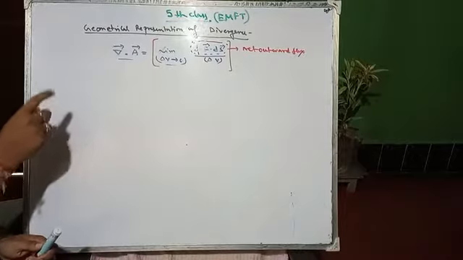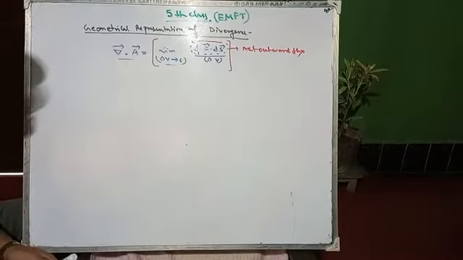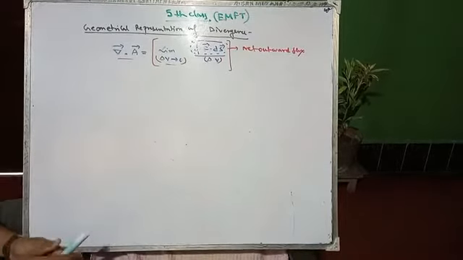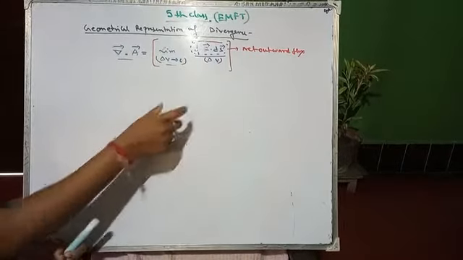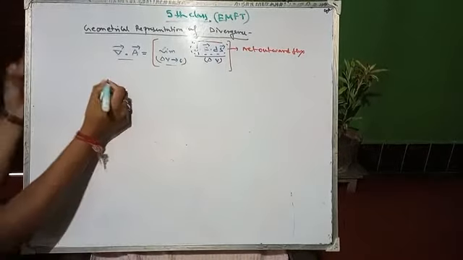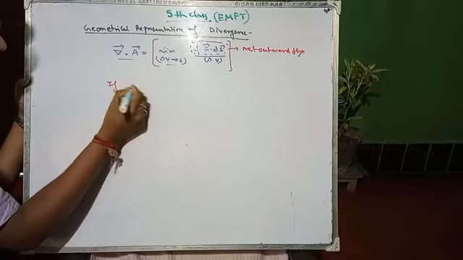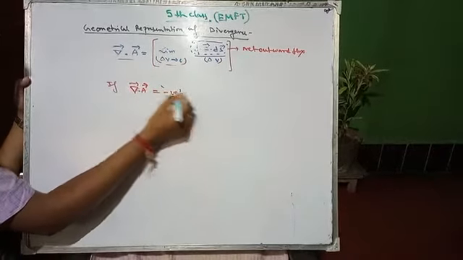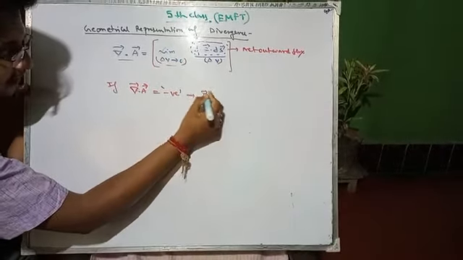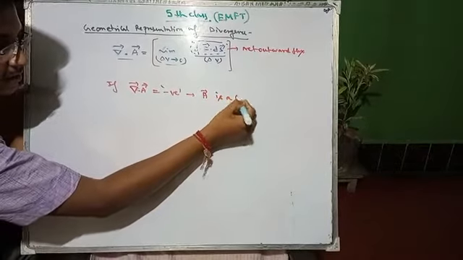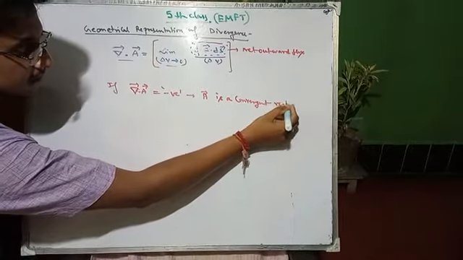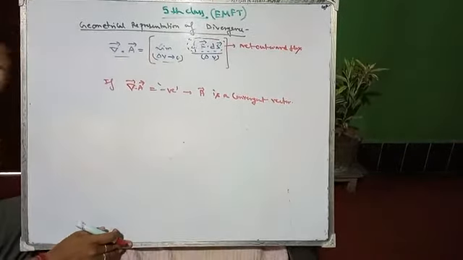Then write: if divergence is negative, then the field is said to be convergence. That means if divergence of A is negative, then the vector A is said to be a convergent vector.